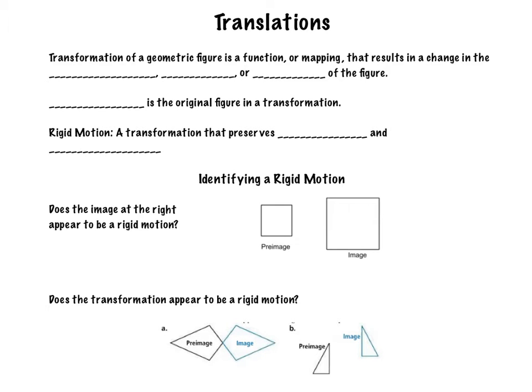Alright, so we're starting the next unit talking about transformation, so how things move on a graph. We're going to go over some general definition stuff for transformations, and then we'll get into translations.